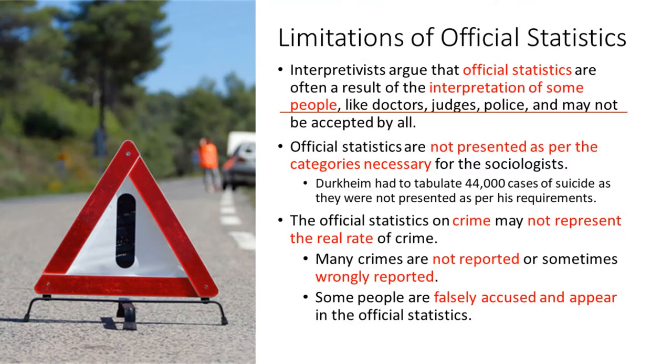There are other limitations of official statistics. For instance, official statistics are not presented as per the categories necessary for the sociologist, and therefore some of the statistics have to be reworked and reorganized by a sociologist who wants it to be presented differently. Let me give you an example of Durkheim, who had to retabulate around 44,000 cases of suicide as they were not presented as per his requirements.